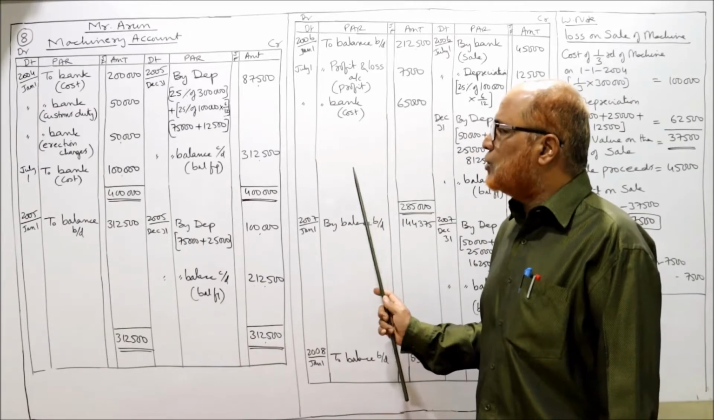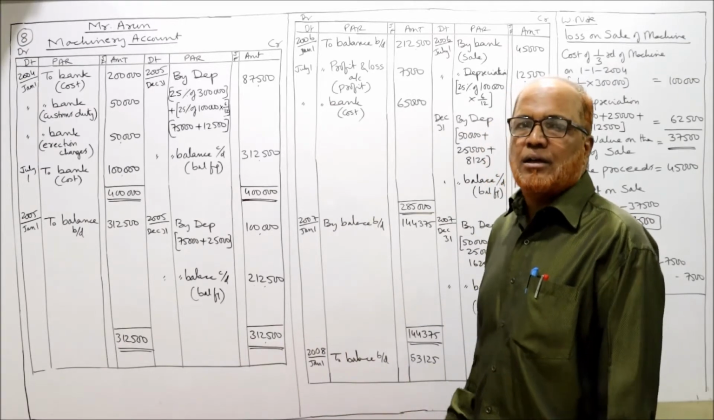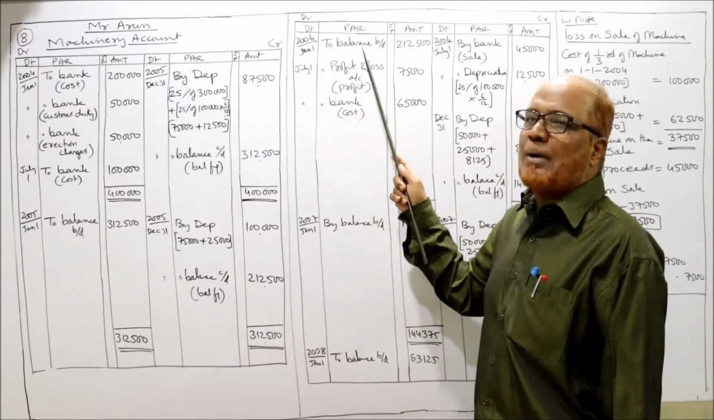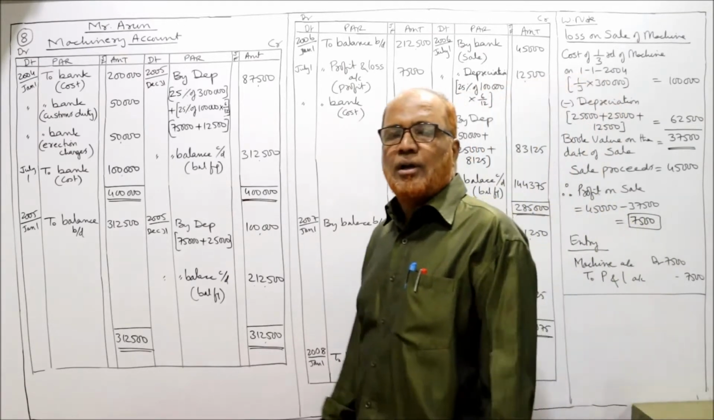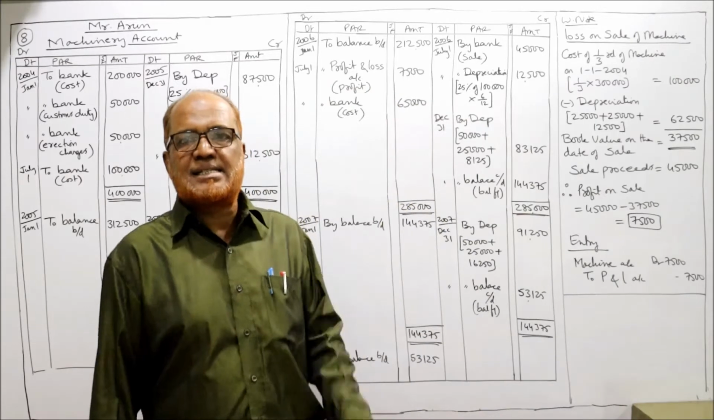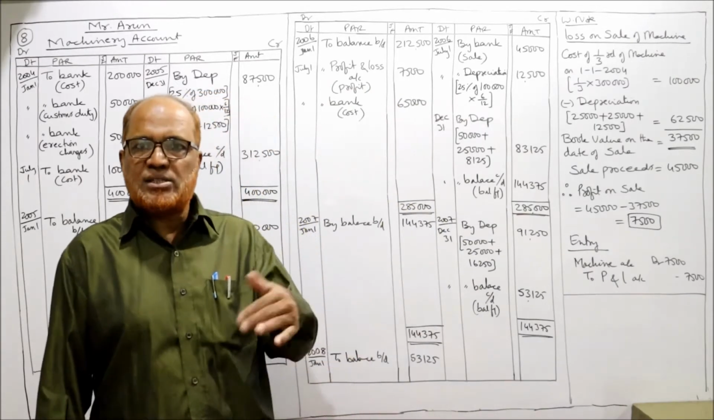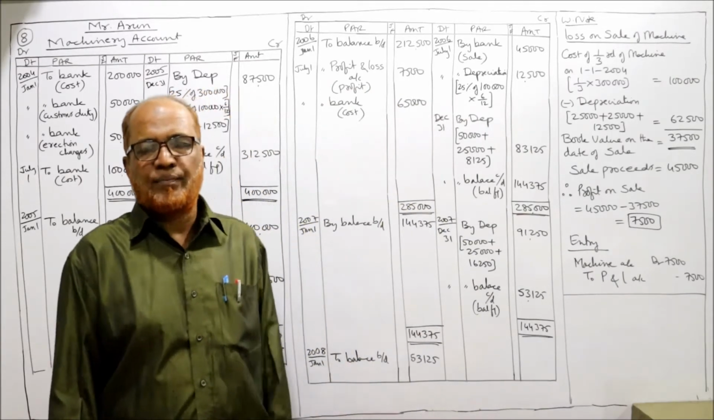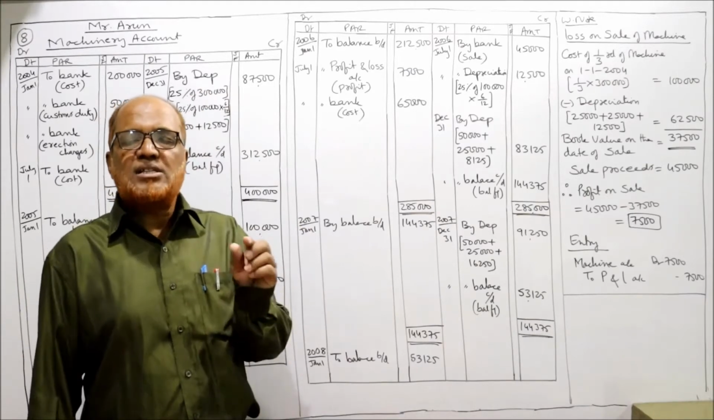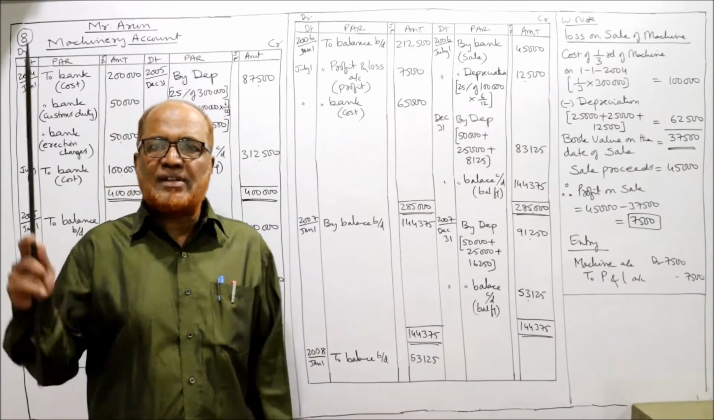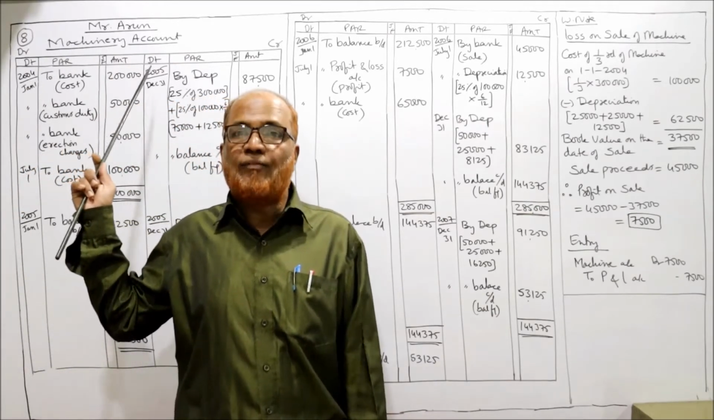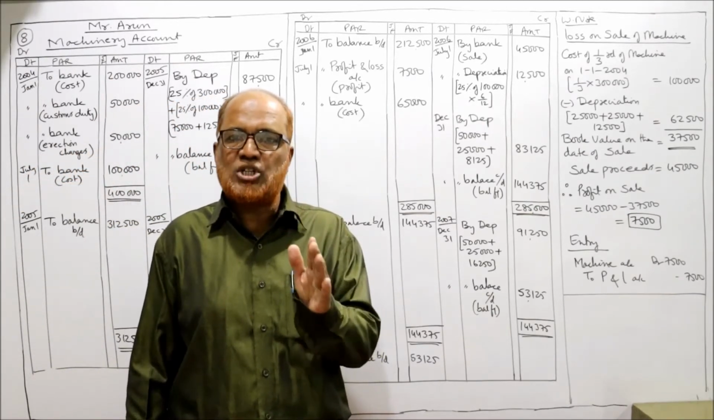Now I'm coming to 2006. So 2006, January 1st, to balance brought down 2 lakh 12,500. Now, during the year 2006, there is a sale as well as purchase of a new asset. First of all, on 1st July 2006, 1/3 of the first machine was sold.